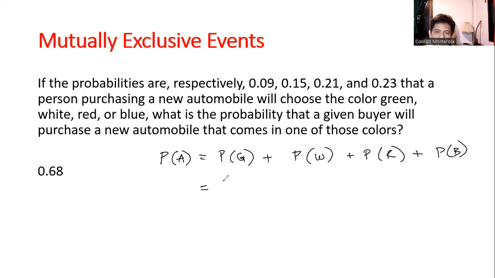Right? So just add these 4 probabilities. So, mutually exclusive naman, ano, kaya walang intersection. No? So 0.09 plus 0.15 plus 0.21 plus 0.23. So this is equal to, just get your calculator. You're supposed to get 0.68. Ano? 17/25 is 0.68.